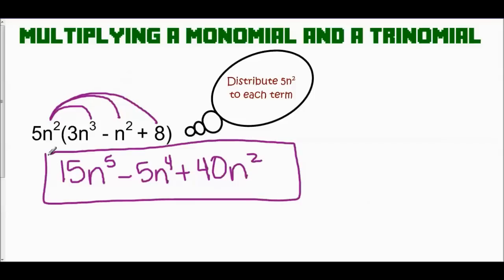And that is it. If needed, you would combine like terms, but in this case, there are no like terms to be combined. But if for some reason there was, then your next step would be to combine those.